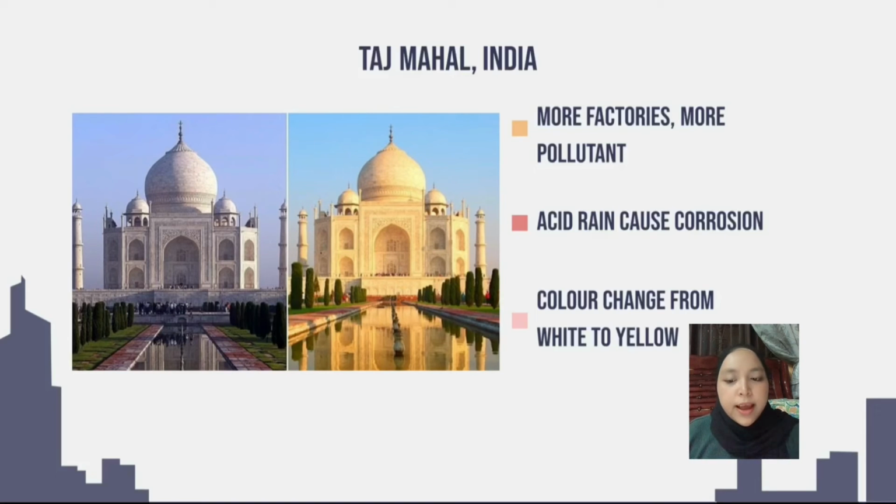When the acid rain attacks or falls on the Taj Mahal, the monuments get corroded. This is because the Taj Mahal is completely made of marble. Acid rain reacts with marble to form a powder-like substance which is then washed away by the rain. This phenomenon is called marble cancer. This is why the color of the Taj Mahal changed from white into yellow.